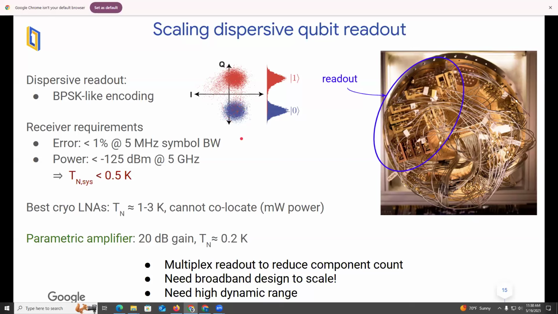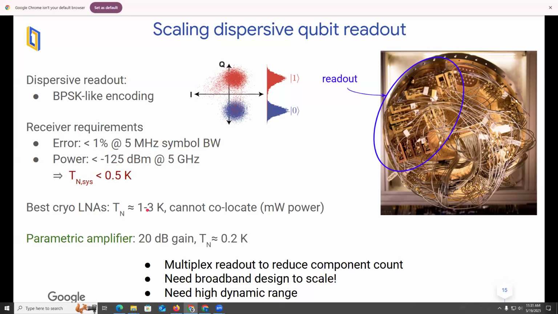So this is kind of what the readout looks like. We're going to need to have less than 1% error. The time that we have to integrate is about 200 nanoseconds, and we have very, very low power. That means we're going to have a very, very low noise receiver chain.